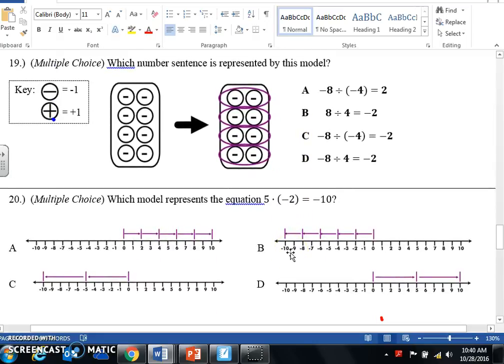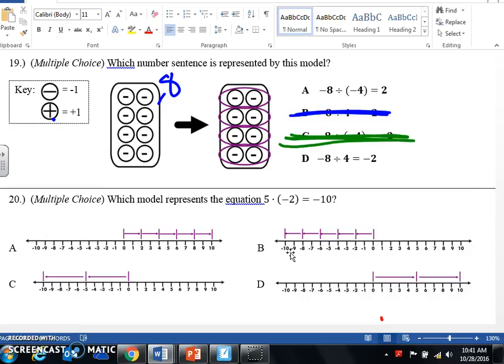All right, which number sentence is represented by this model? First and foremost, you need to start off by saying, okay, I'm starting off with -8 checkers, right? 1, 2, you can count them up, they're all negative. So -8. Also, you can start by using your calculator. Is -8 divided by -4 2? Yes, so I'm going to keep that on for right now. Is -8 divided by -4 a -2? No, two negatives make a positive, so that's not even possible. Is -8 divided by 4 -2? Yes, so now I've got to determine between those two.